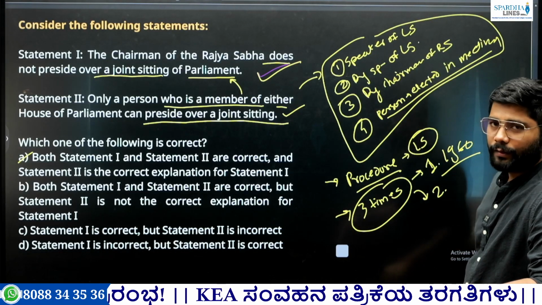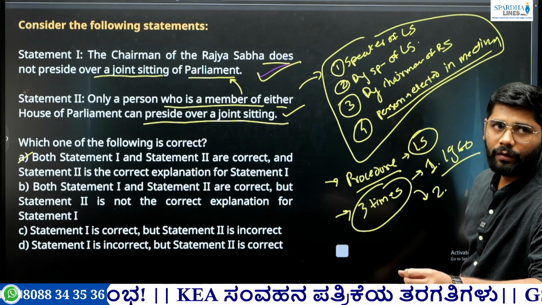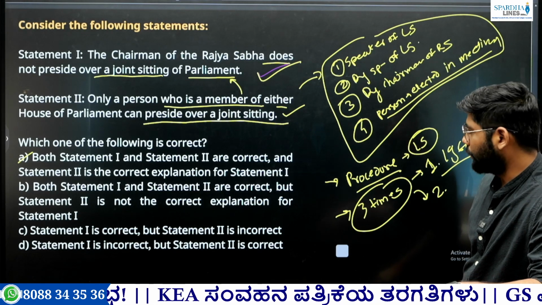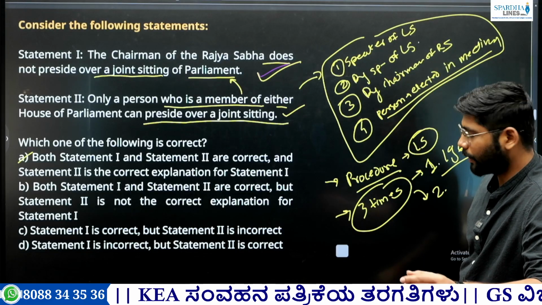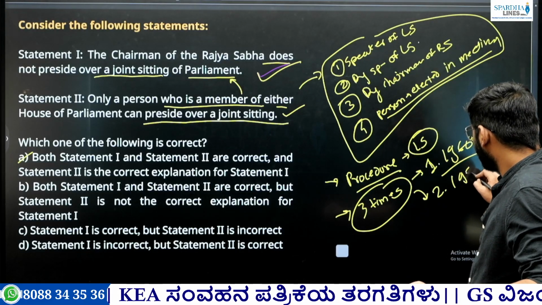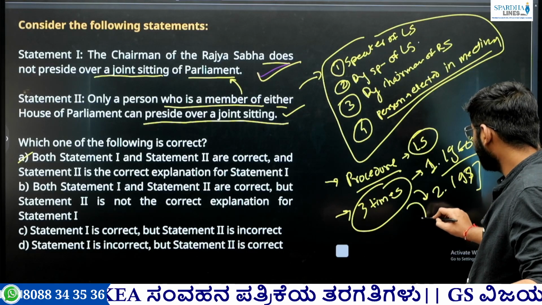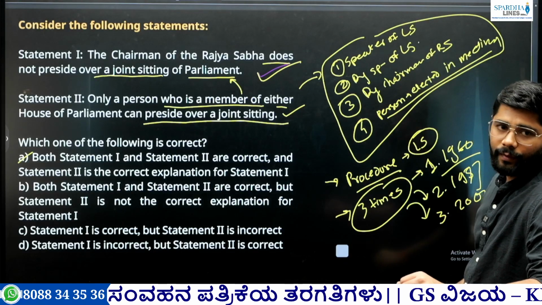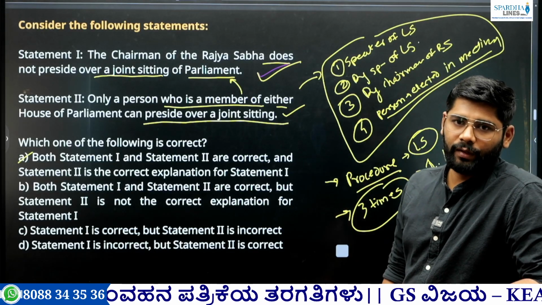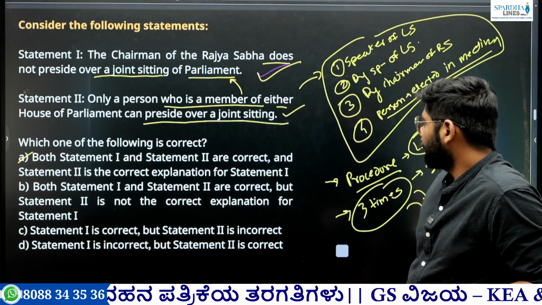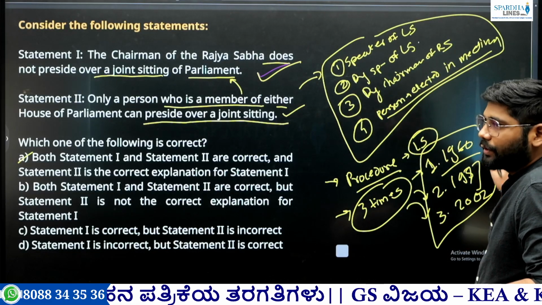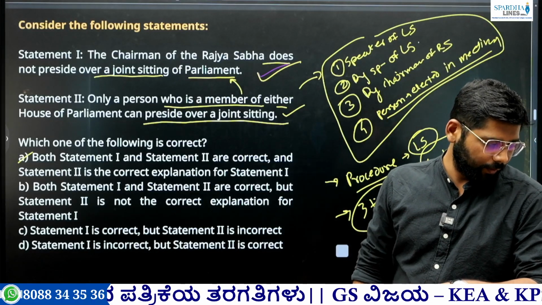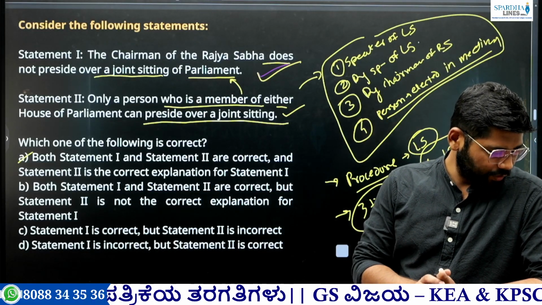Then in 1977, the Banking Service Commission Bill, when they summoned the joint sitting. The latest was in 2002, for the Prevention of Terrorism Bill. So only 3 times has the joint sitting been summoned. This is the condition here.